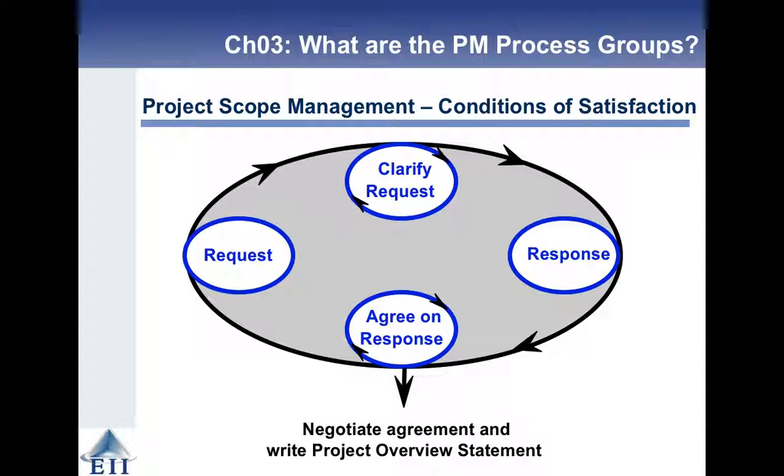Right? It's an iterative process. Somebody makes a request, you clarify the request, you give a response, you agree on the response, and maybe then you need to make another request if you don't agree on it. Once you do agree, then you can exit this cycle, negotiate the final agreement, and write the project overview statement.